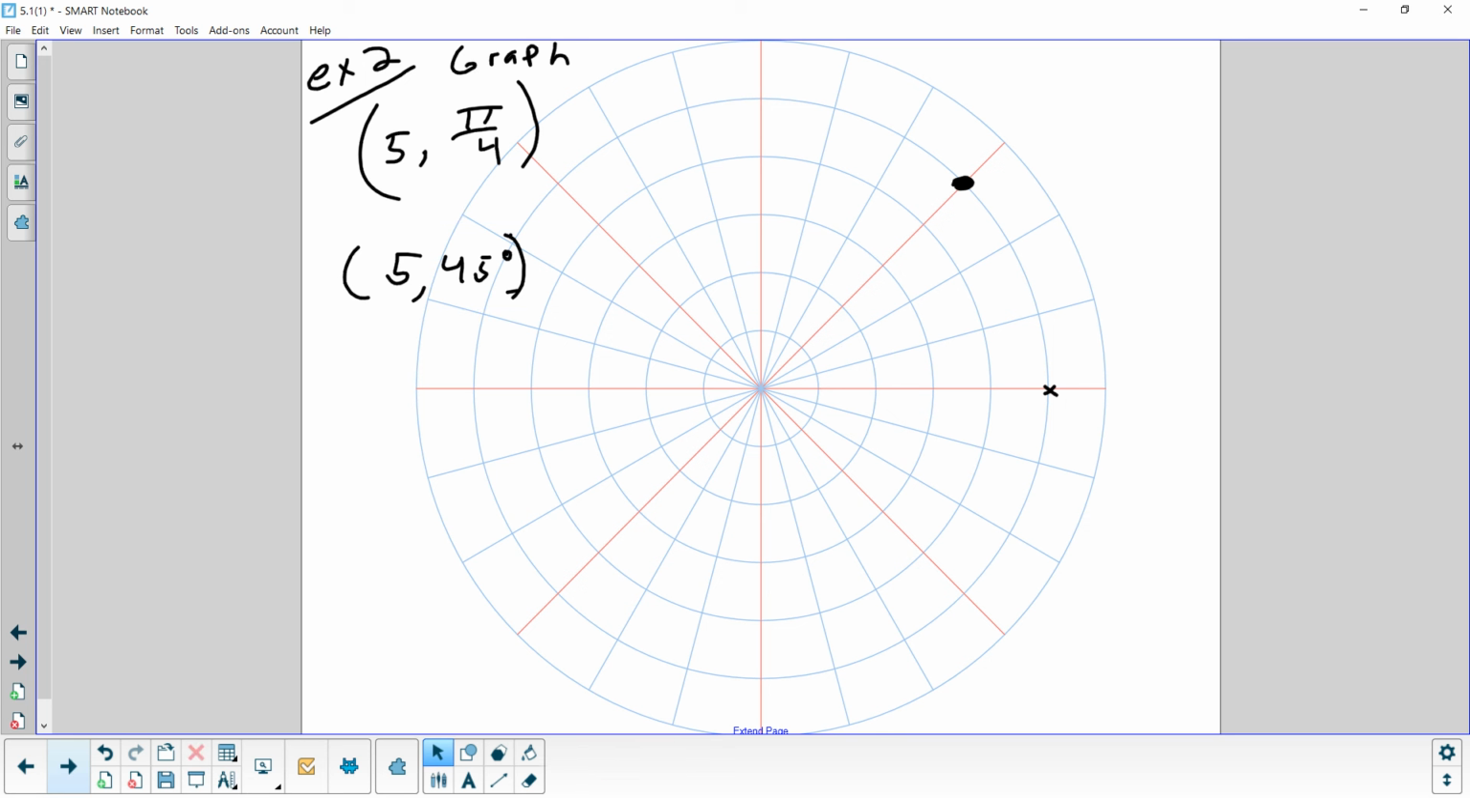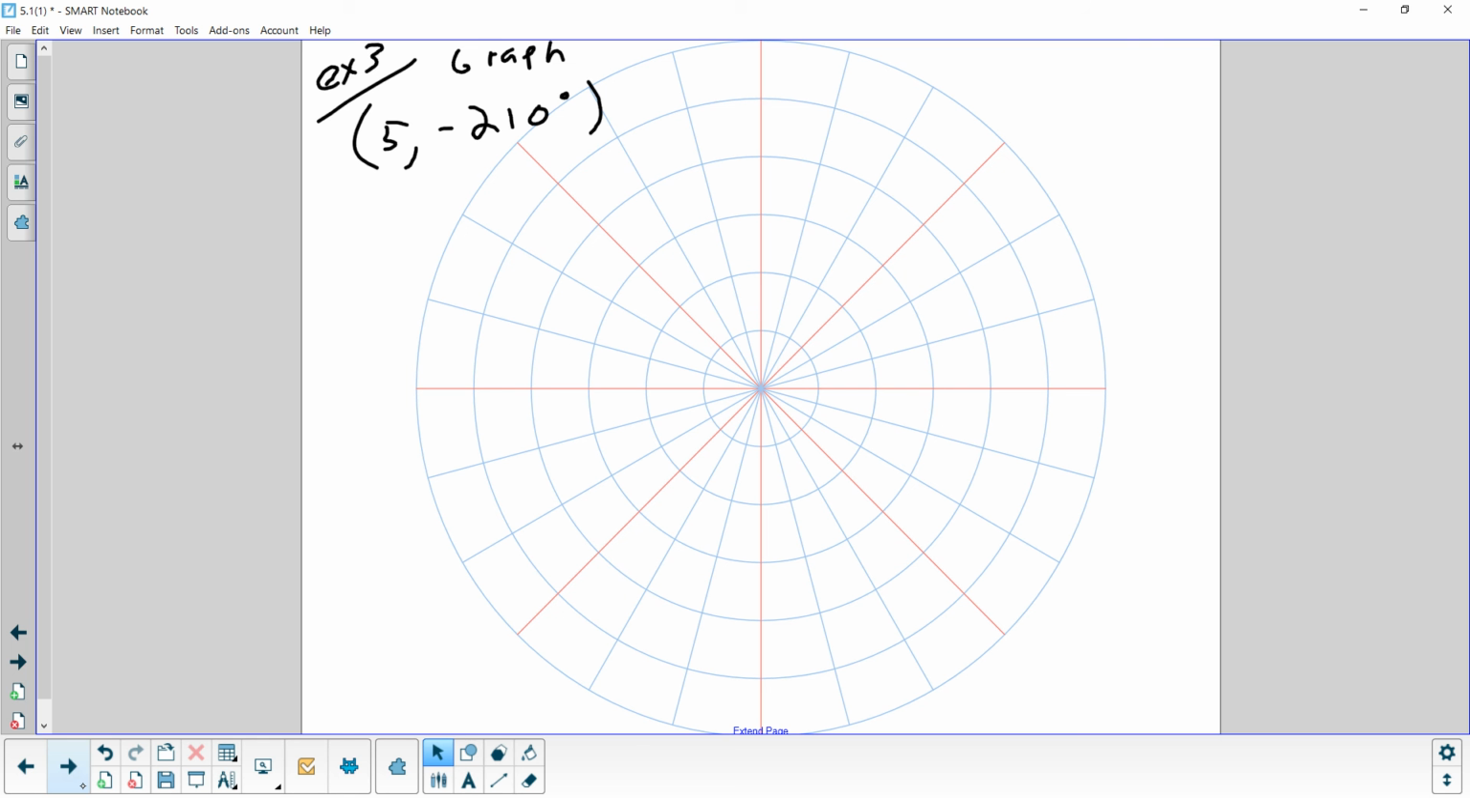Okay, questions on that one? So again, that was still positive, positive. Positive radius, positive angle. Let's try positive radius, negative angle. All right, so Jody, which number there is my radius? 5. So 5, and are we going to start by going 5 to the left or 5 to the right? To the right. Yeah, we're going to go 5 to the right. Again, just a temporary mark so I remember where to go.